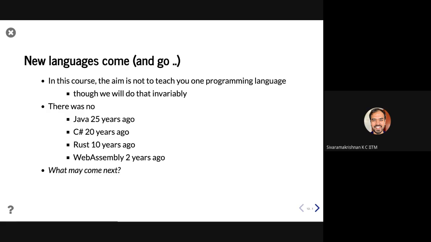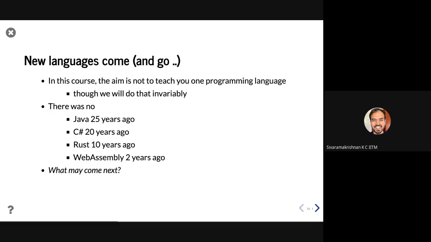These languages have features that are not widely used in other languages. So it sort of shapes how you program in other languages. And the fact that languages are just tools, right? It's like picking your favorite whatever shoe or something, right? It doesn't matter. These languages come and go. So there was no Java 25 years ago, right? C# was 20 years ago. Rust is 10 years ago. I mean, it's still maturing, right? WebAssembly is this new way of programming for the web, which came 2 years ago.